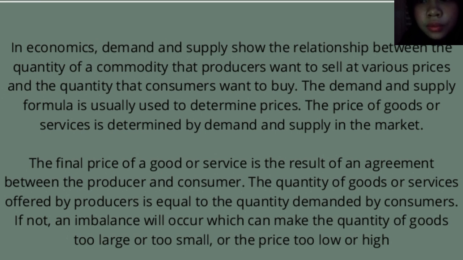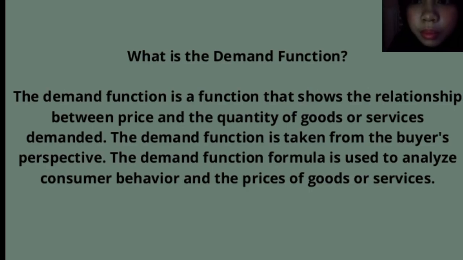The demand and supply formula is usually used to determine prices. The price of goods or service is determined by demand and supply in the market. The final price of a good or service is the result of an agreement between the producer and consumer. The quantity of goods or service offered by the producer is equal to the quantity demanded by the consumer. If not, an imbalance can make the quantity of goods too large or too small, or the price too low or high.